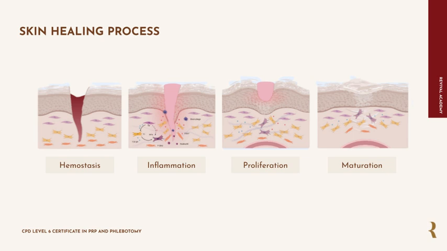Here you can see the 4 stages of the skin healing. First off, you have the hemostasis. So this is the first initial stage where you have caused injury to the skin, and the first response is to get the blood to start clotting. So for example, you've cut yourself, give it a couple of seconds, and you're going to stop bleeding.